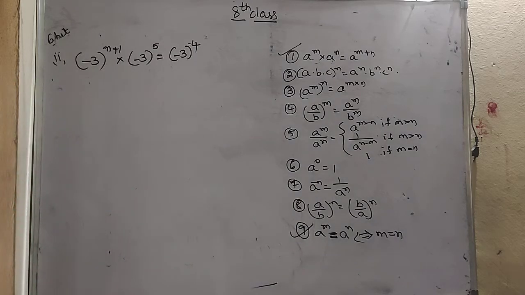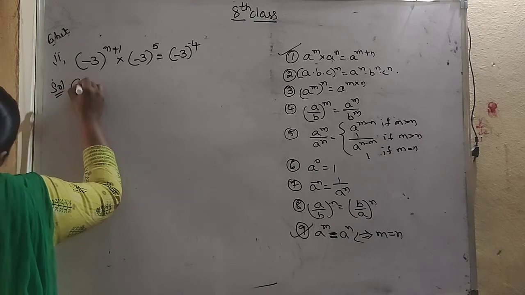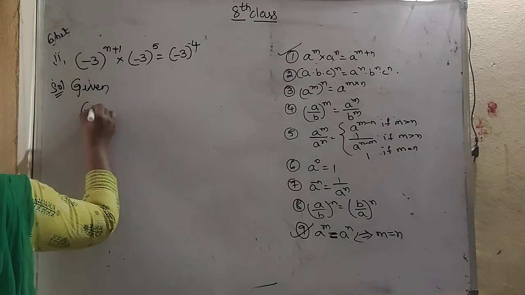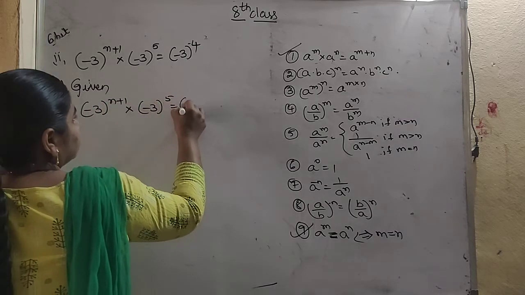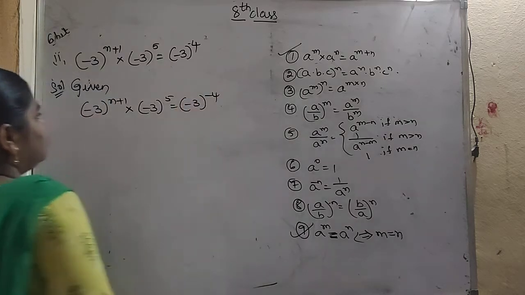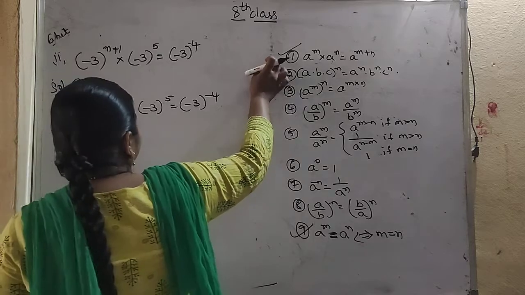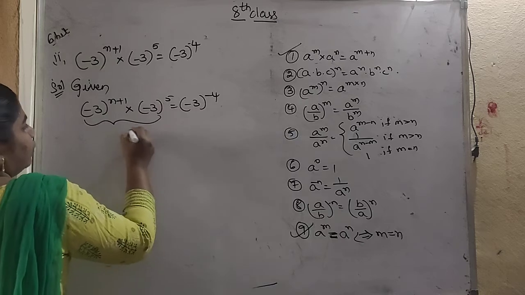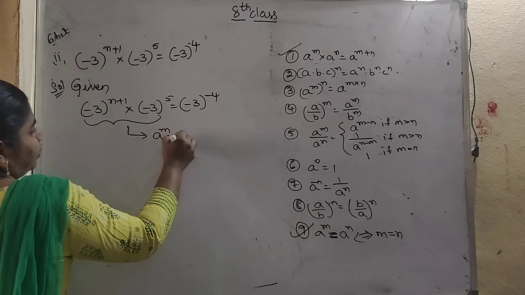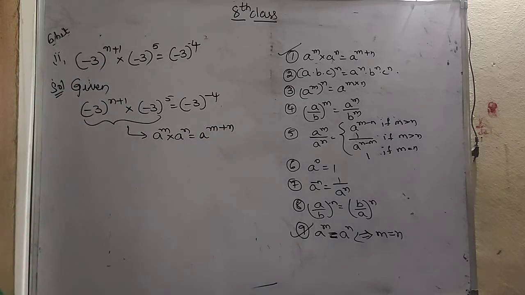So now again first formula and last formula we are going to use. So first we will write the given. So this is our given question. So now what we have to find? We have to find the n value. Before finding the n value, I am applying the first formula for these two. So here both bases are equal. We have to add the powers. So which formula am I using? A power m into a power n is equals to a power m plus n. So this formula I am using.